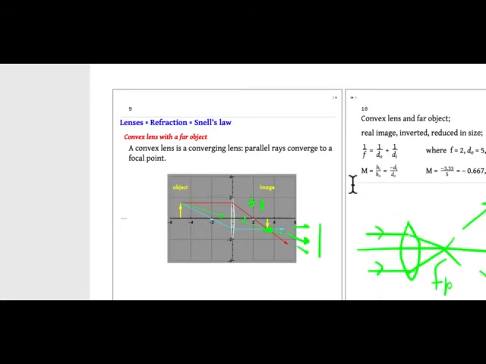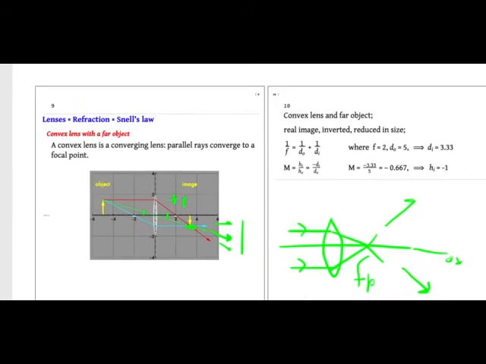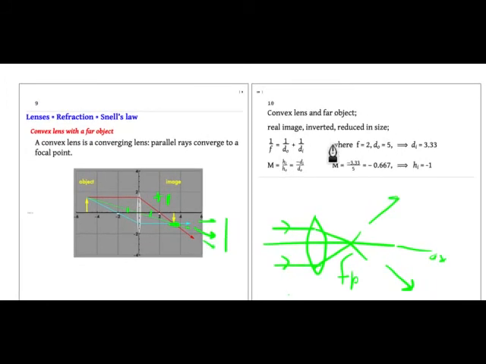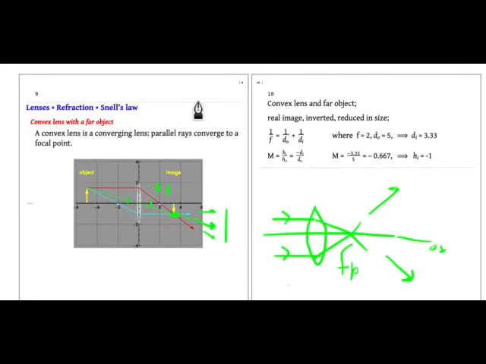So what we have here is a case where there's a convex lens with a far object. You see, the object is far away from the lens, far compared to the focal point, the focal length. This is the focal length. It's the distance from the focal point to the lens. This is also the focal length. The two focal points are on opposite sides of the lens. So I have a focal point here with length f. I have a focal point here with length f.